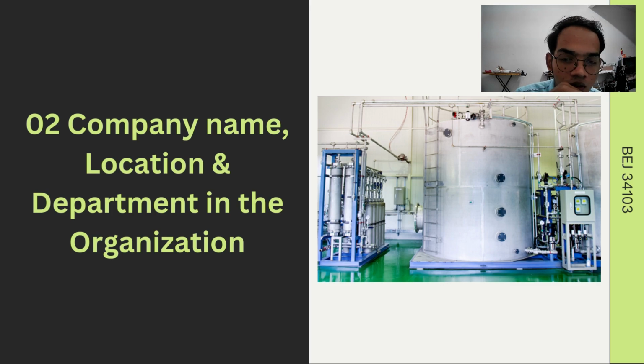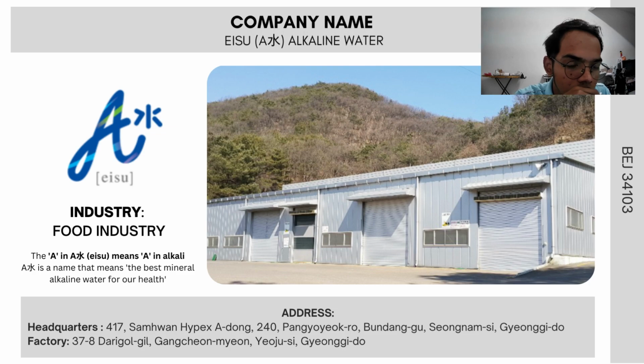For my part, I will present the company name, location, and also the department in the organization. The company selected by our group is ESU Alkaline Water, which is under the food industry. The A in ESU means alkali, and ESU is the name that means the best mineral alkaline water for our health. As you can see here, this is some pictures of the company, and this is the address, which has two: the first one is the headquarters and also the factory.